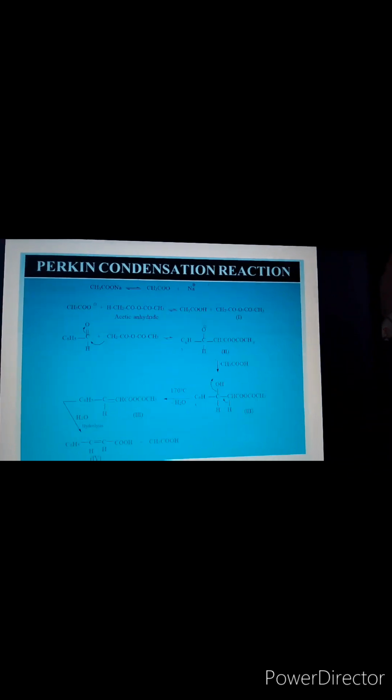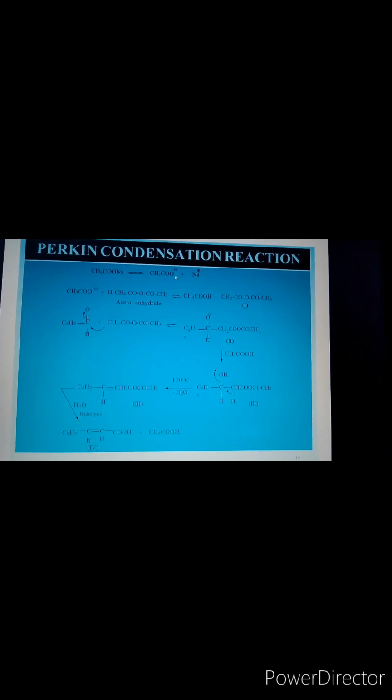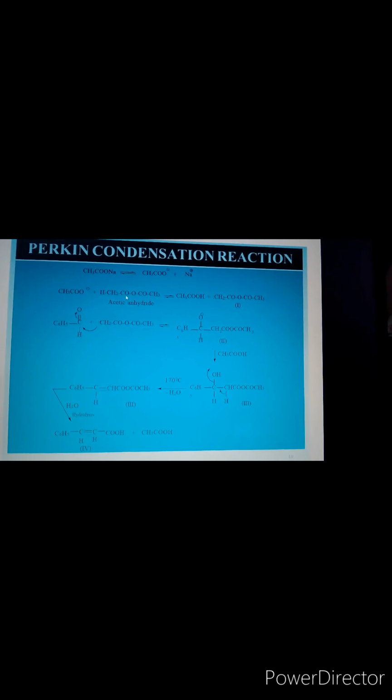See the mechanism. The first step is the dissociation of the salt, that is the catalyst shown on the arrow, the acyl salt. CH3COONa is dissociated into CH3C double bonded O negative plus Na positive. This CH3COO negative attacks the acetic anhydride structure.